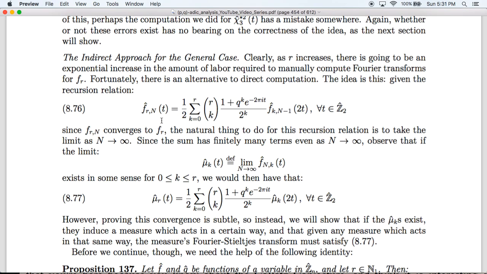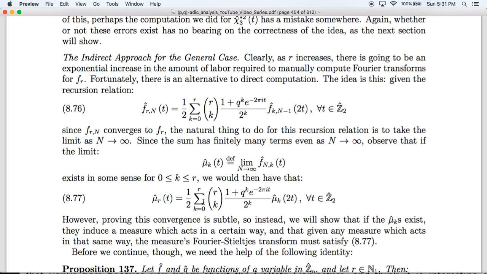So the natural thing to do is that since f_r's nth truncation converges to f_r, we would just assume that if this limit exists, and indeed if we can define mu_k hat of t as the limit as n approaches infinity of this thing, and if it exists in some sense, that is with respect to a certain topology for all the k, we would then have the following functional equation. Ideally, we would then want to show that the measure whose Fourier-Stieltjes transform satisfies this functional equation is in fact the same thing as f_r. However, proving this convergence is subtle.